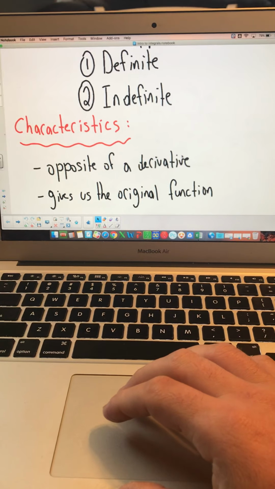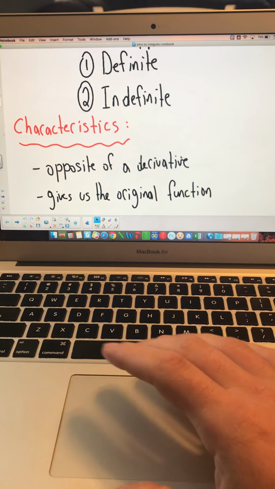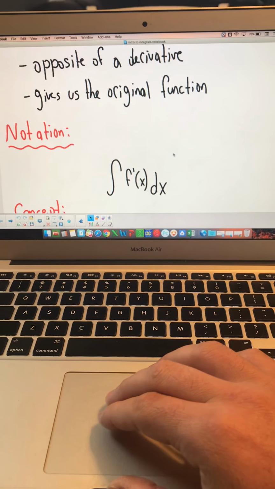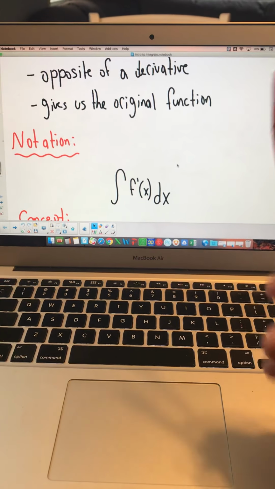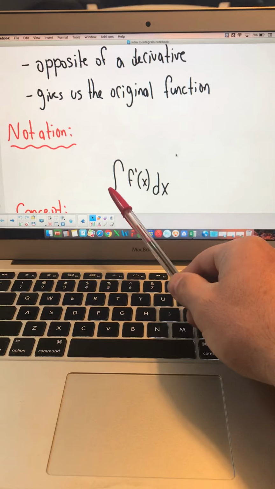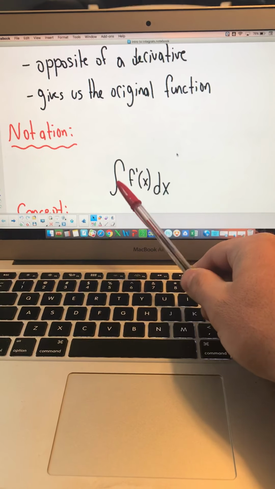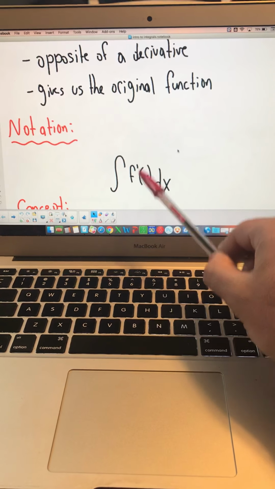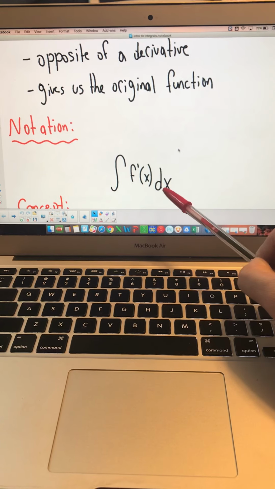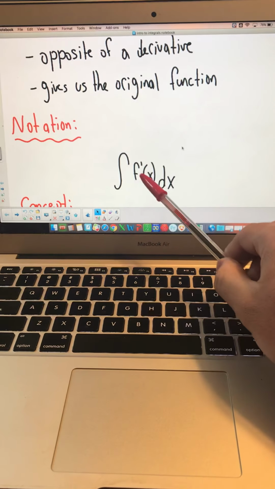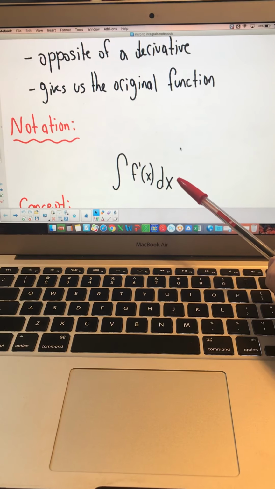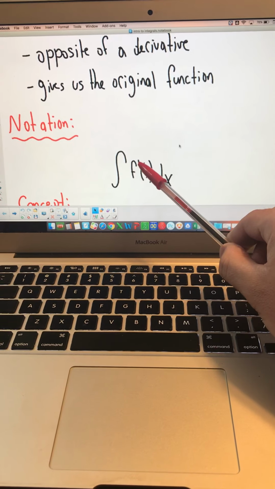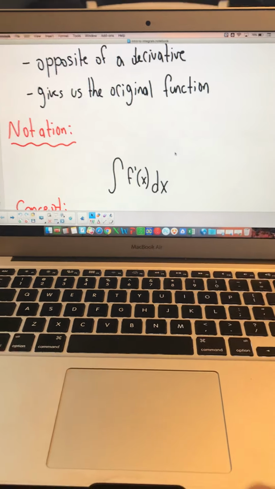For integrals, think an opposite of the derivative, and it gives us the original function. So we're working backwards now. The notation for an integral is this stretched out S looking thing. That means the integral of the derivative of a function. Remember, we're starting with the derivative, working backwards. And this dx means with respect to x. So the integral of a function with respect to x. That's an f prime.